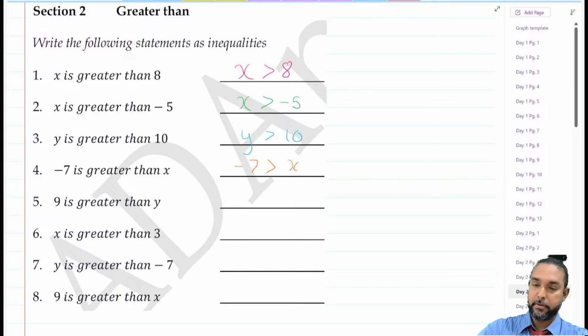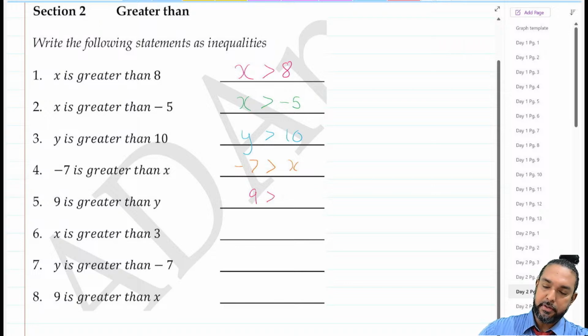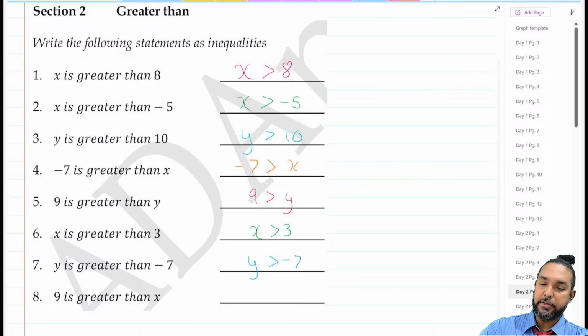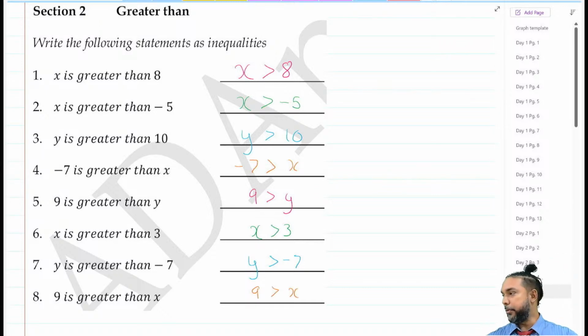No? Okay, let's go again. Right, 9 is greater than y. X is greater than 3. Y is greater than minus 7. And 9 is greater than x. So again, just driving home the point. Third form, but this seems simple, right? I start off simple and I get more complicated as we go along.